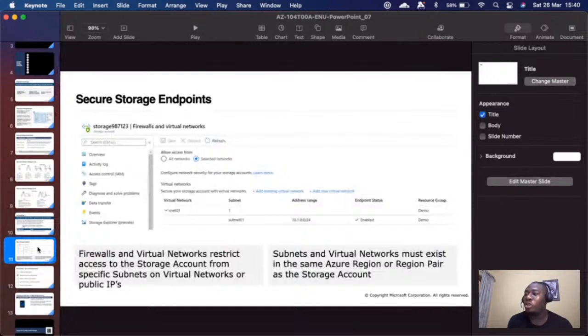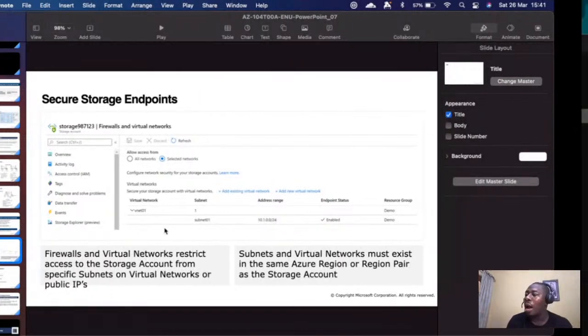Now, I'll be moving on to securing your storage endpoint. And you may be wondering, what does it mean to secure your storage endpoint? Well, just like you secure your data, you need to also secure your storage endpoint. How do you do that? You could decide and say, I want only this IP address to be able to access this storage endpoint. And that's the beautiful thing about Azure. Azure has made that possible.